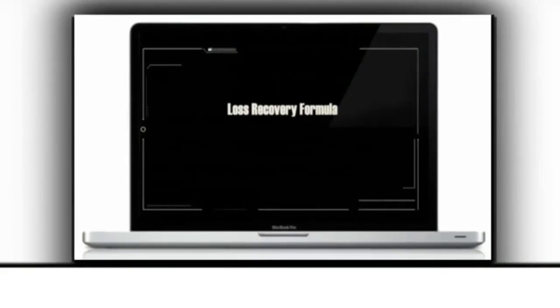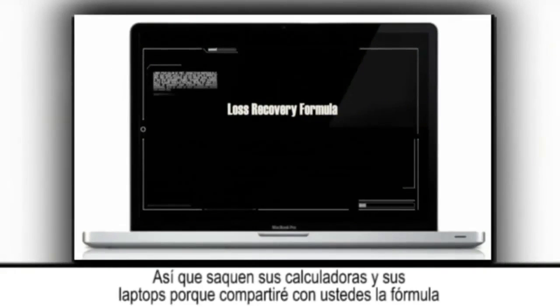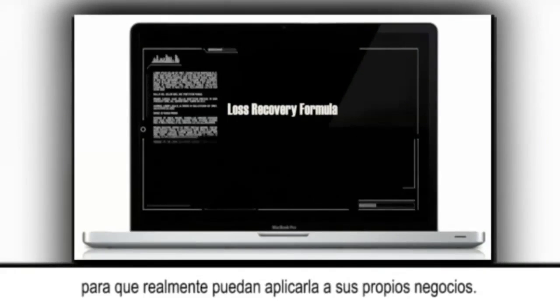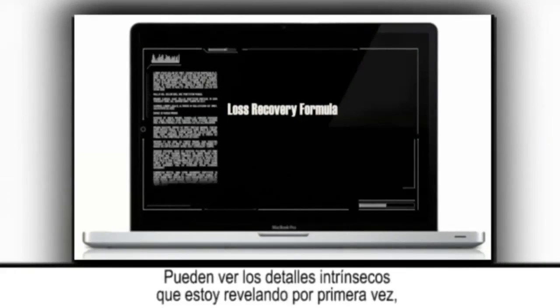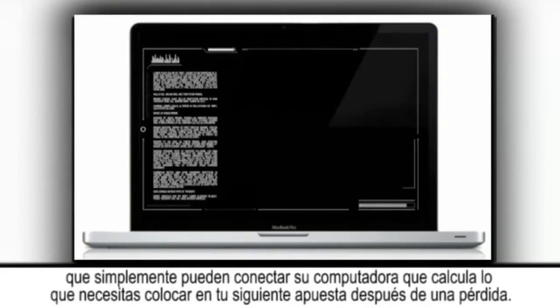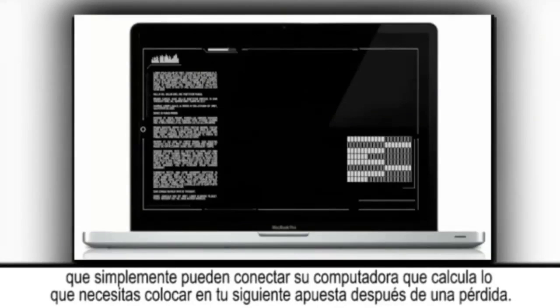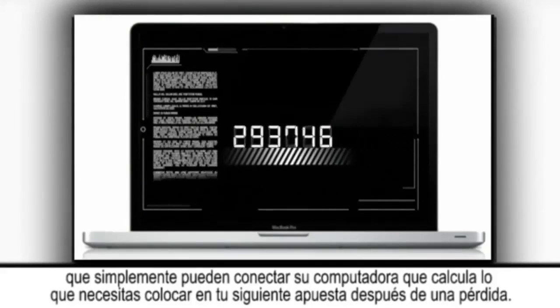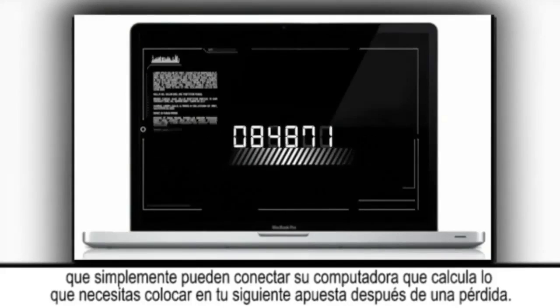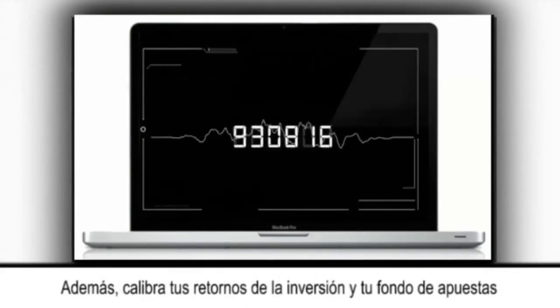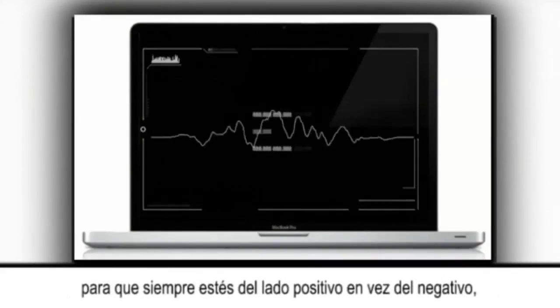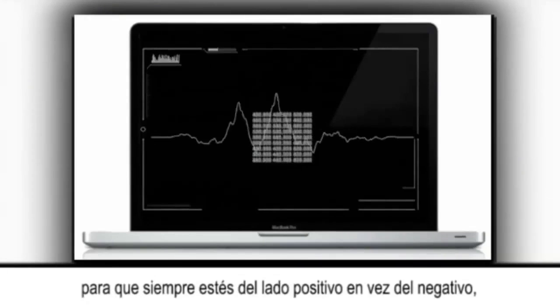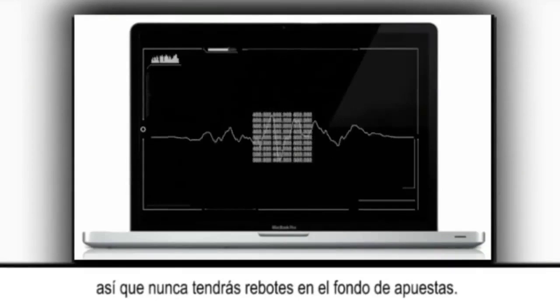So get your calculators out and your laptops out, because I'm going to share with you the formula so that you can actually apply this to your own business. You can see the intricate detail that I'm now disclosing for the first time, that you can simply plug in to your computer that calculates what you need to place on your next bet following a loss. Furthermore, it calibrates your return of investment and your bankroll so that you're always into a positive rather than in a negative. So you're never doing a bankroll bounce.